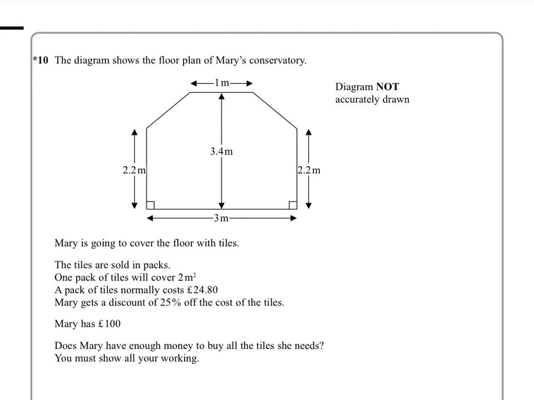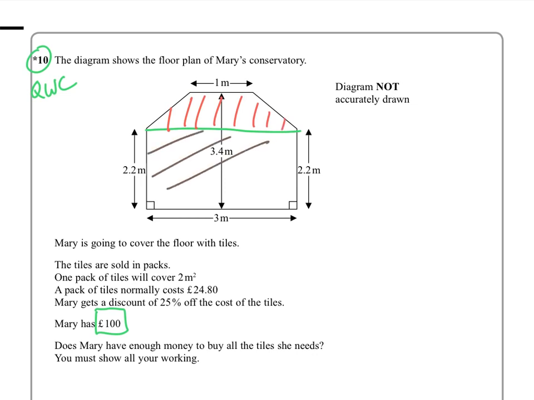So in this question we have quality of written communication again. So we're going to set our work out well, and we want to work out whether £100 is enough to cover the cost of tiling the floor. So let's split this into 2 shapes here. We've got a trapezium here, and then we've got a rectangle here. So first of all, let's try and find the area of the rectangle, the easier one.